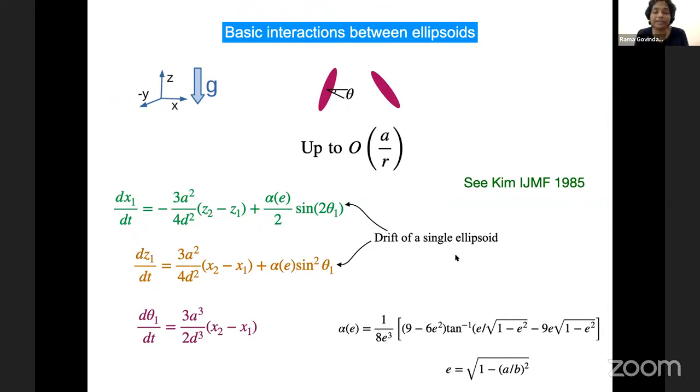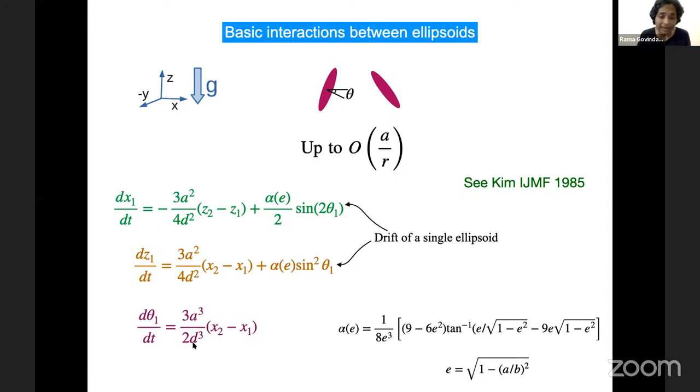So what happens in basic interactions between ellipsoids? We discussed a lot about spheres. Now in ellipsoids, you can actually write down how they drift. In this equation, x is in the horizontal direction and z is in the vertical direction. So we show the equation for drift, the equation for sedimenting, and this is the extra velocity compared to what each ellipsoid will anyway have. This is the extra velocity produced by one on the other. And then theta is the angle that the ellipsoid makes with the vertical. And the change in this angle is given by this. So this angle is going to make ellipsoids completely different from spheres.